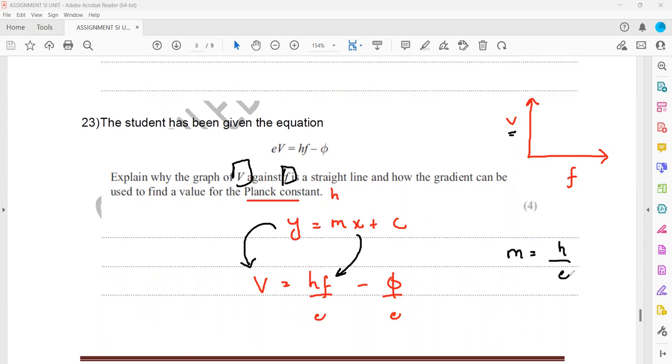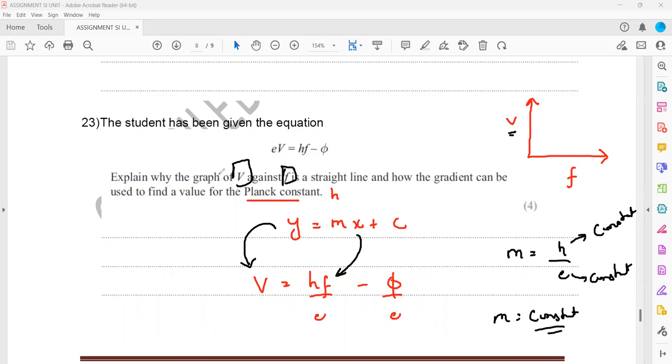So h is constant and E is also constant. E is a charge of electron. So when we divide the two constants, the gradient will be constant because the values are not changing. So as the gradient is constant, it will be a straight line.